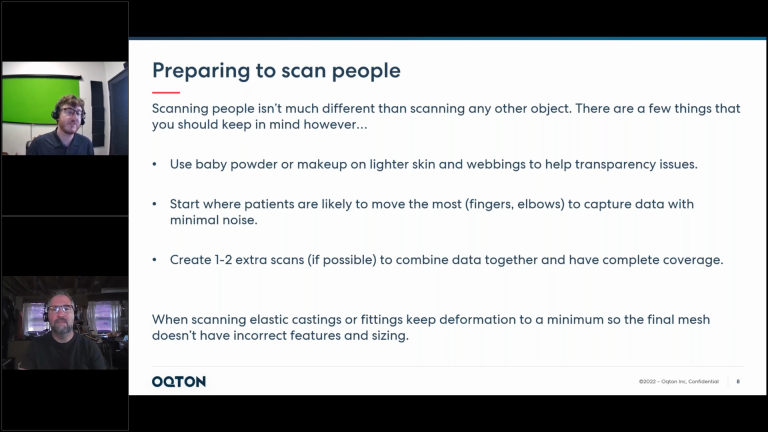When we show the processing side, you can see that you'll actually be able to break up scans into different individual components and recombine them together. So having extra scans just makes it a little easier to ensure you have complete coverage of the patient to design around. And a lot of these cases, at the very bottom, talking about elastic castings and fittings that deform, these same principles apply: starting where it would move the most, and then keeping its minimal movements to a minimum, so that way you don't create any incorrect features or sizings.